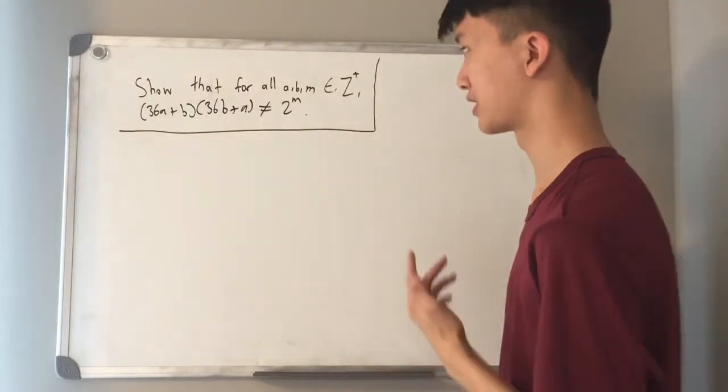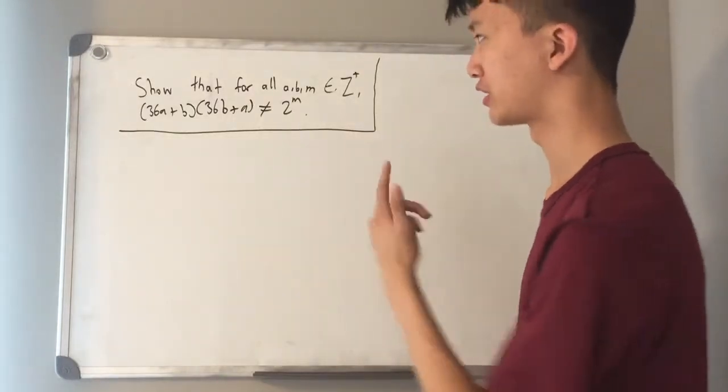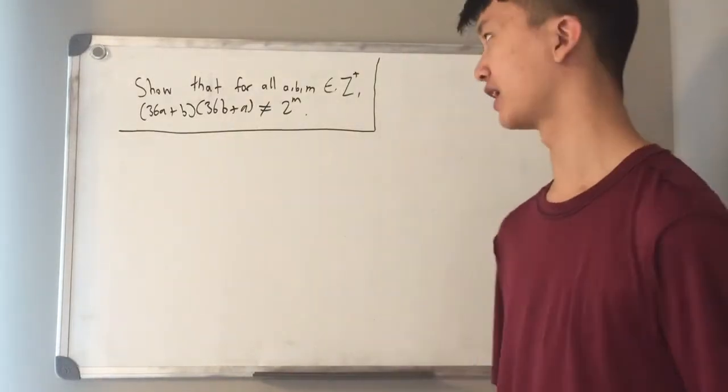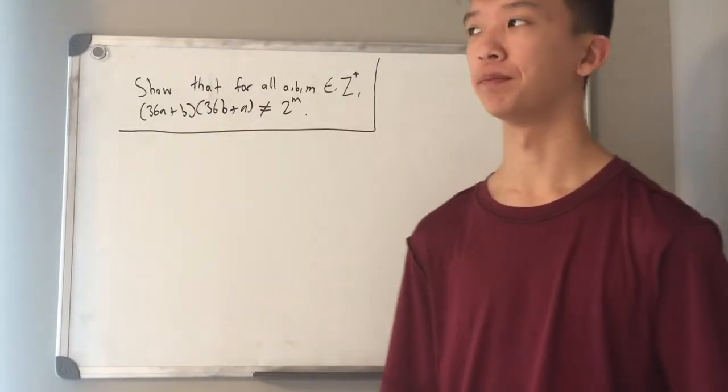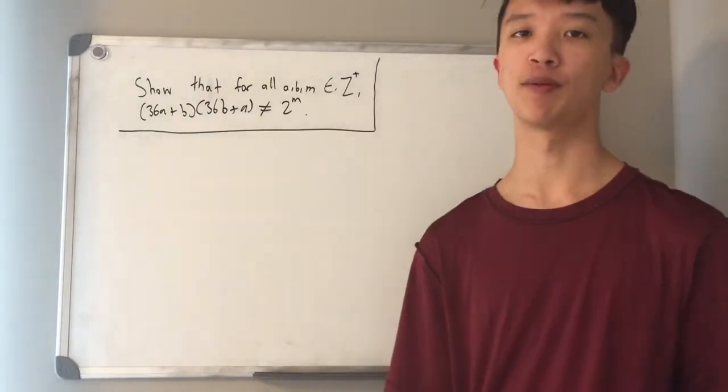Show that for all positive integers a, b, and m, (36a plus b) times (36b plus a) is never equal to 2 to the power of m. In other words, it is never equal to a power of 2.